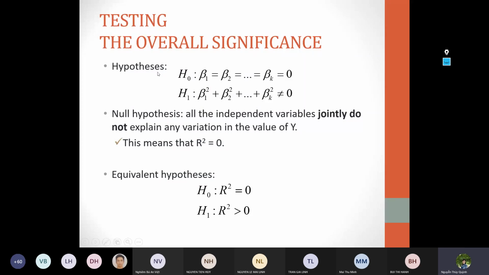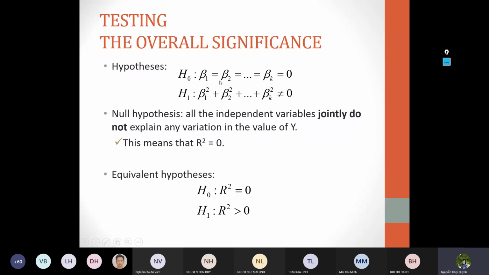Now what will be our hypothesis? Look at this. We have the null hypothesis H0: beta 1 equals beta 2 equals so on, equals beta k, and they are all equal to 0. Although here we have only one line for the null hypothesis, if we look at it more carefully, we will see that there are many restrictions here.